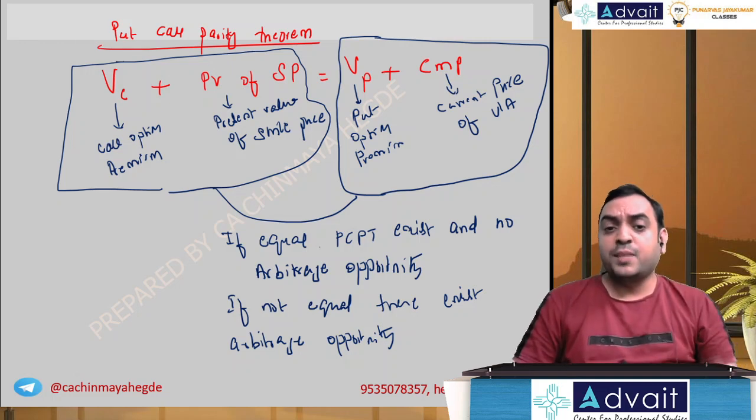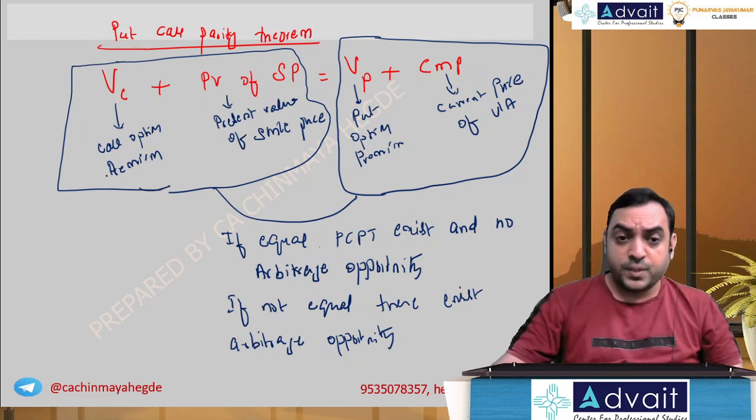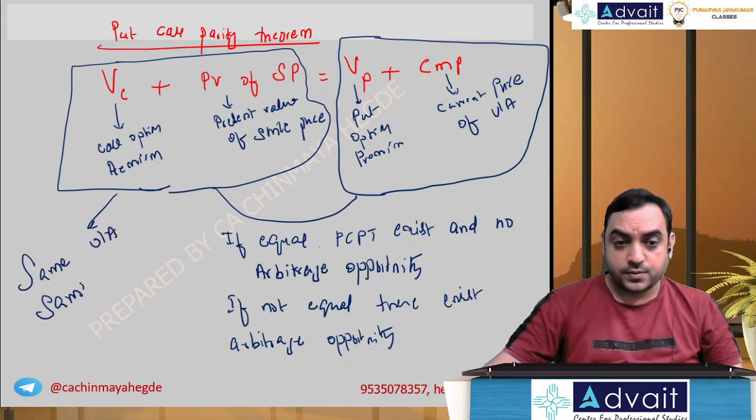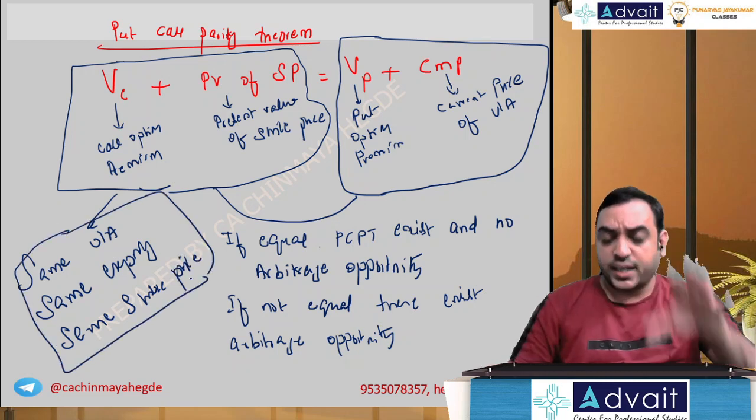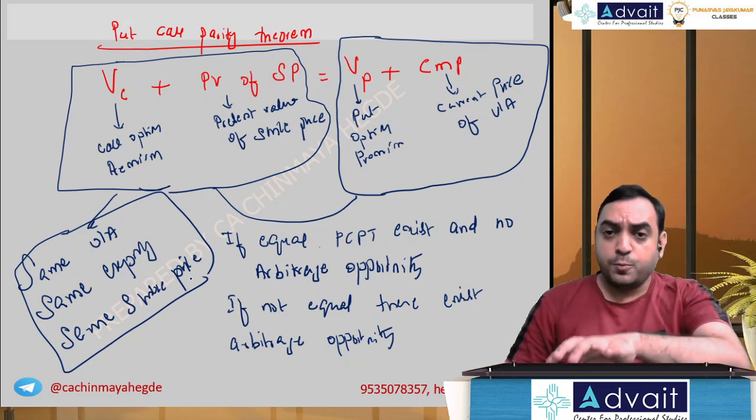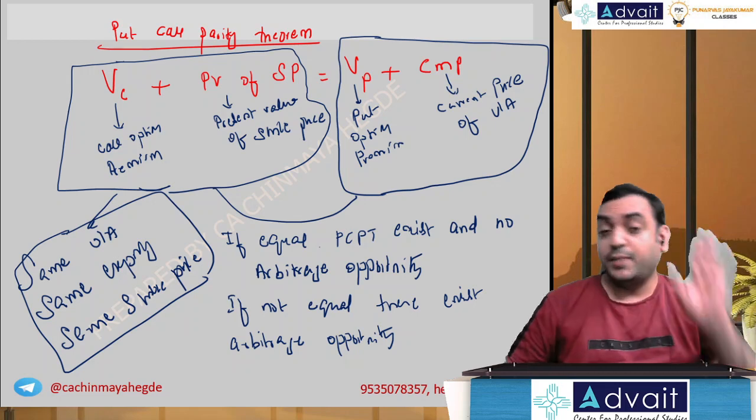So the put-call parity theorem connects four variables of the same underlying asset. All of them should be of the same underlying asset, the same expiry date, and the same strike price. We are doing this for one single strike price; for different strike prices, we can't take different premiums. So for a strike price, what is the call option premium, the put option premium, the strike price, and the current market price of the underlying asset of the same expiry date.